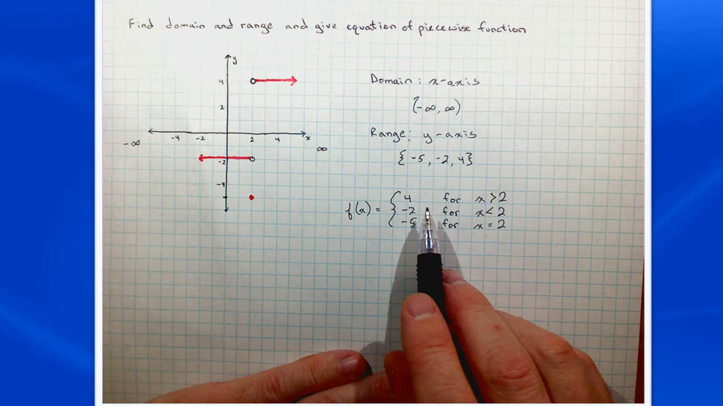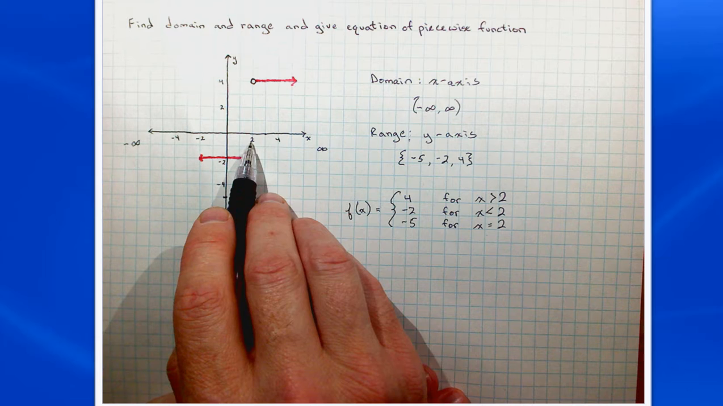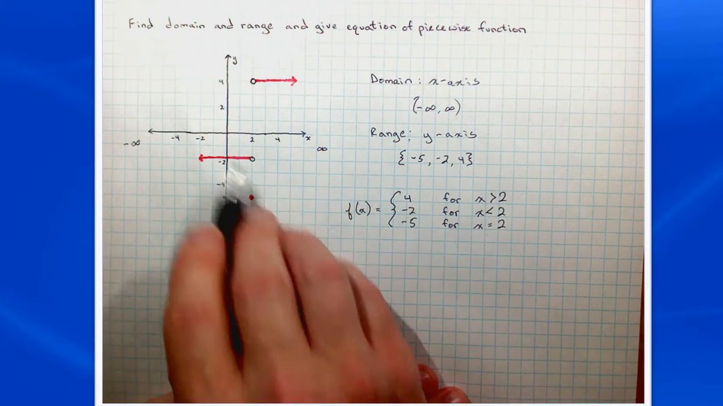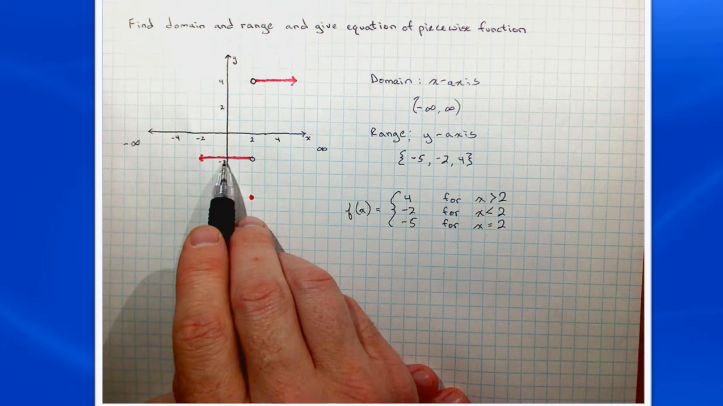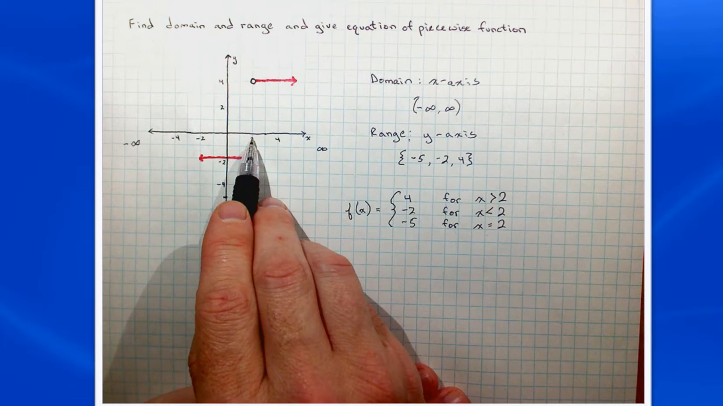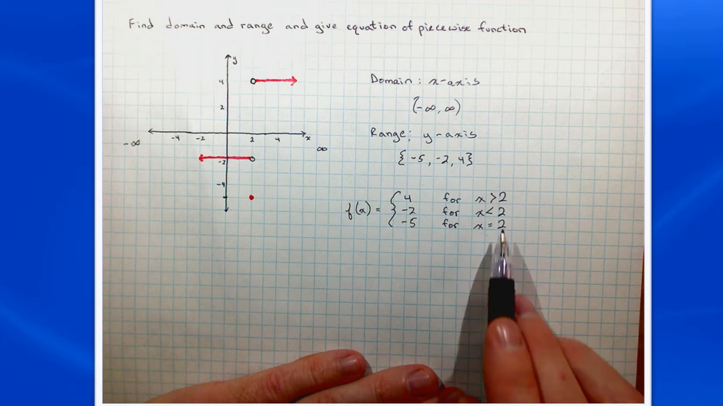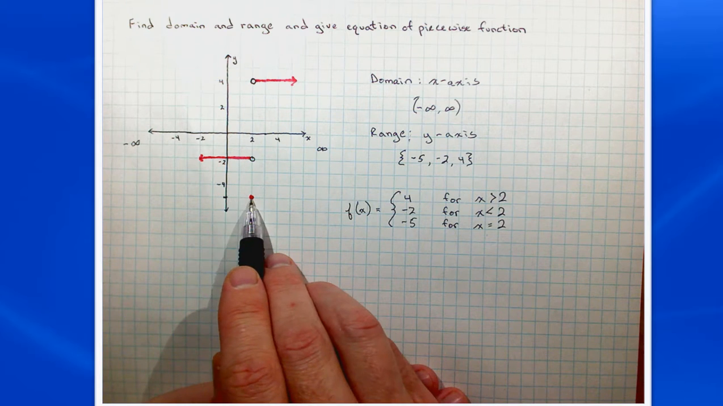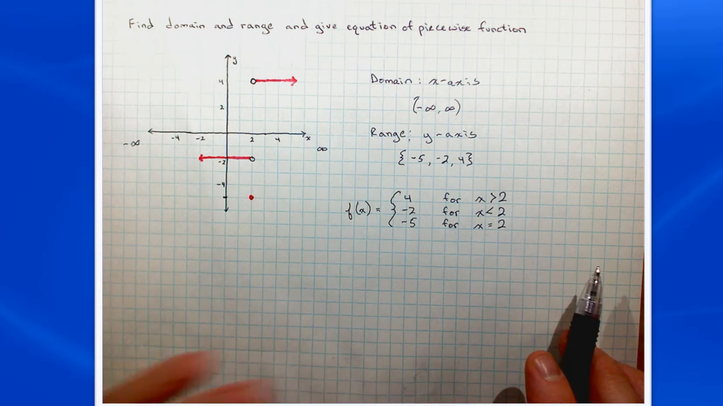So think about it. Whenever I looked at 4, look at how my line's going. It starts at 2, does not include 2, and goes to infinity. So x is just greater than 2. Whenever I look at y being negative 2, I look at my x value. That starts at 2, does not include 2, and goes to negative infinity. So x is less than 2. And whenever I look at y being negative 5, I only have one point there, at the coordinate 2, negative 5, so x is equal to 2.